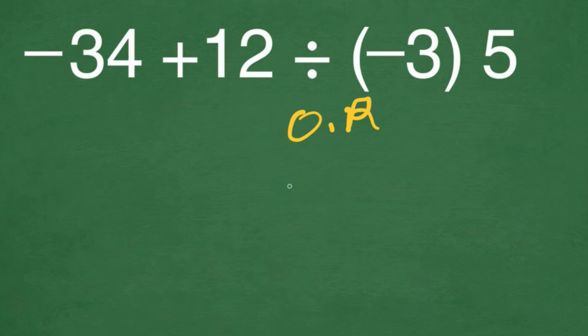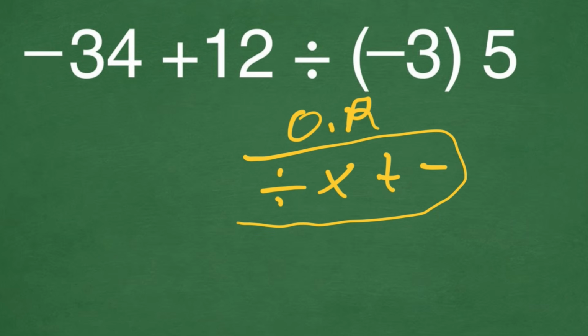So actually, the order of operations, the rule itself, states that there is a priority to the operations, the arithmetic. So we have 4 basic arithmetics. We have division, multiplication, addition, and subtraction. So these are the 4 basic arithmetics that we are going to use in math.